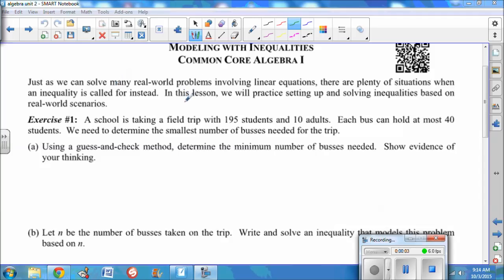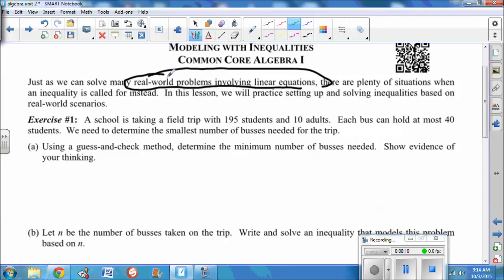Modeling with inequalities. Just as we've worked with many real-world problems with linear equations, there's plenty of situations that require the use of an inequality. So example 1 says, a school is taking a field trip with 195 students and 10 adults. So I always like to highlight our important information. 10 adults. So we've got 205 people that we have to transport.